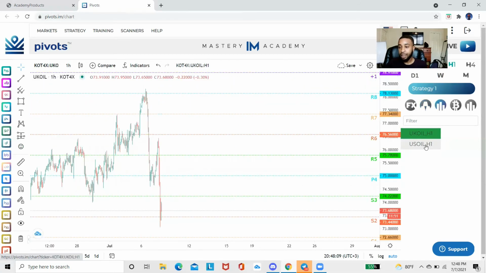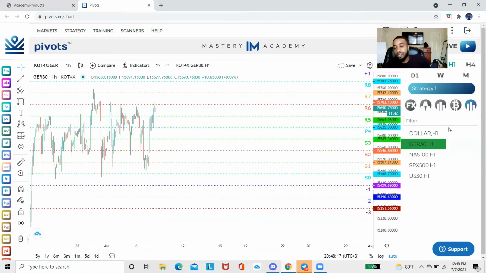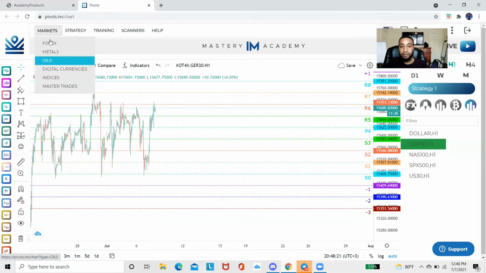This is going to represent commodities, UK oil, US oil. This is going to represent cryptos. As you guys can see, all these cryptos, right? And this specifically is going to represent indices, indexes, or stocks. Okay. So that's how you know all the different markets. It is also right here: Forex, metals, oils, digital currencies, indices, master trades.